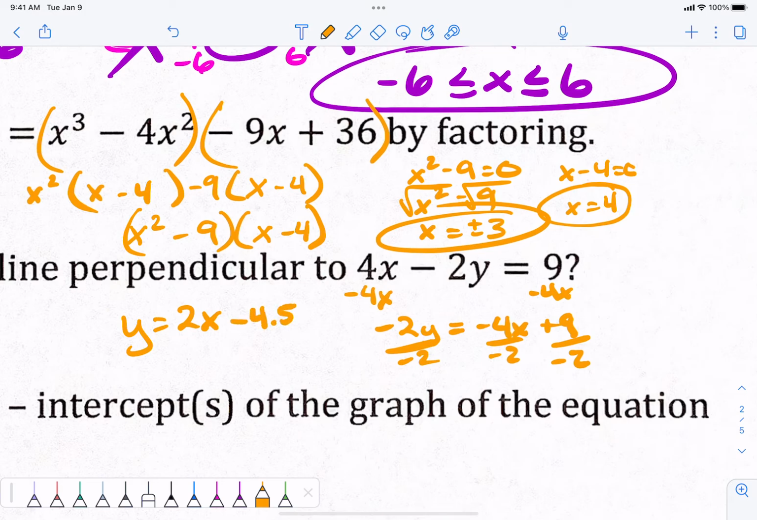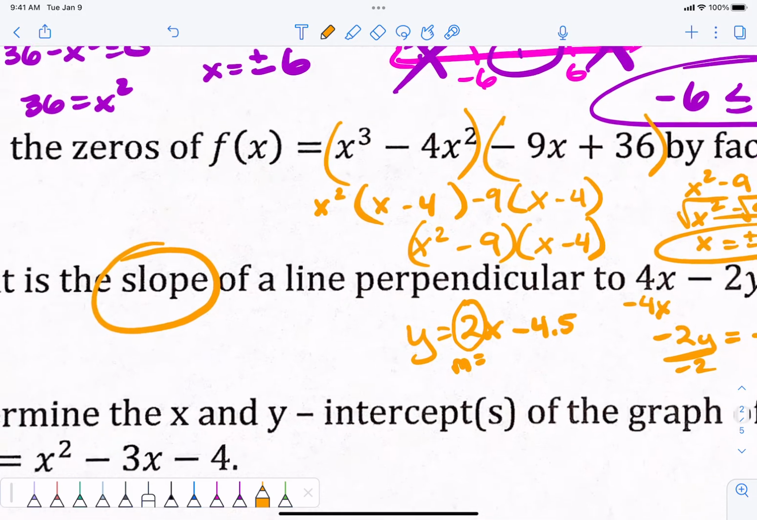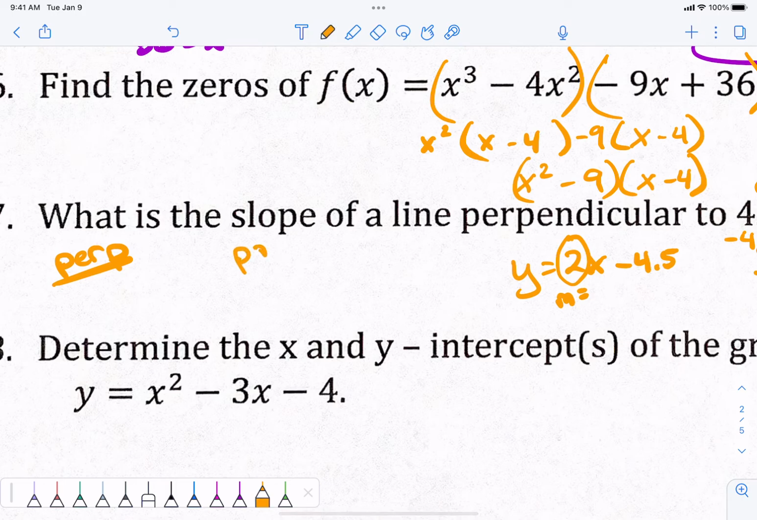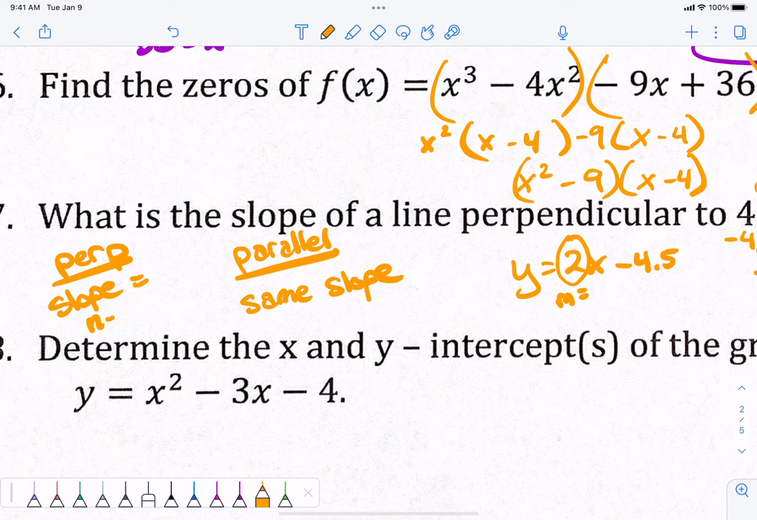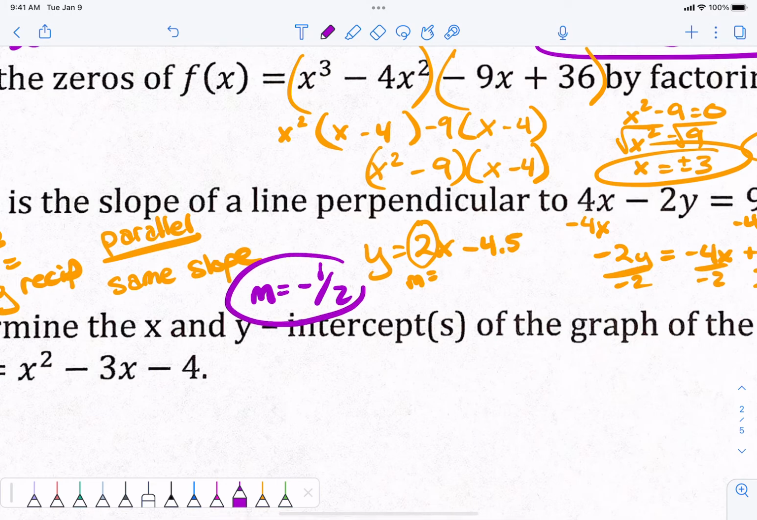But we don't really care about the number because we're only looking at the slope. This guy has a slope of 2, right? If I want a line that's perpendicular, half. Parallel, same slope, if you need to write that down. Perpendicular slope equals negative reciprocal. So what is the slope of a line that's perpendicular? We don't need to put y equals, we just need to find the slope. Negative 1/2, done.